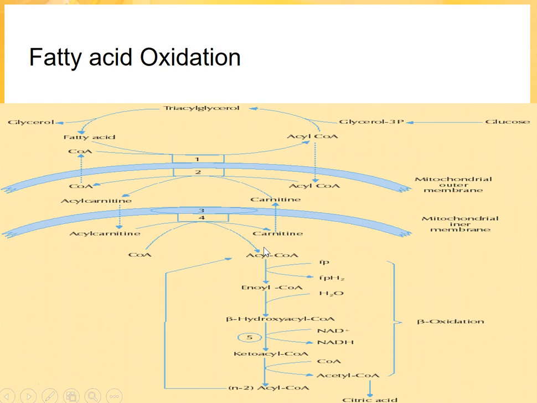There's a process of 7 different steps where they go from C16 to 14, 14 to 12, 12 to 10, 10 to 8, 8 to 6, 6 to 4, and then 4 to 2. Each of these 2 carbon pieces are fed into the citric acid cycle, and this system is known as beta oxidation. And this is how we get energy.